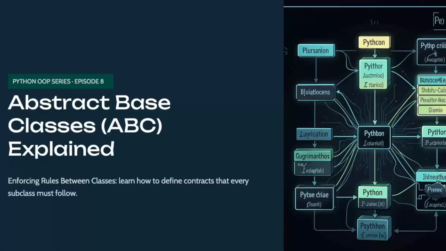Hello everyone, welcome back to the Python OOP series. In the previous video, we learned about polymorphism and saw how the same method call can produce different behavior depending on the object receiving that call.